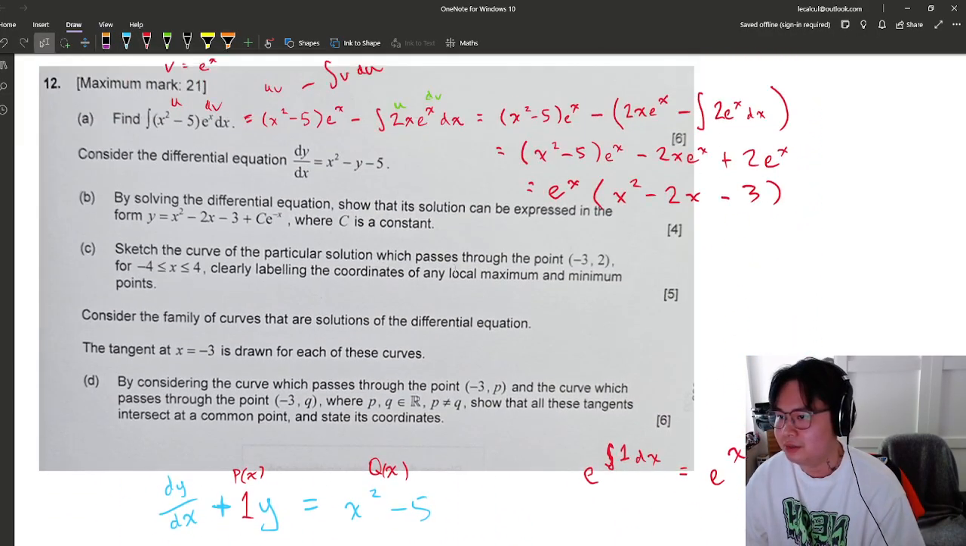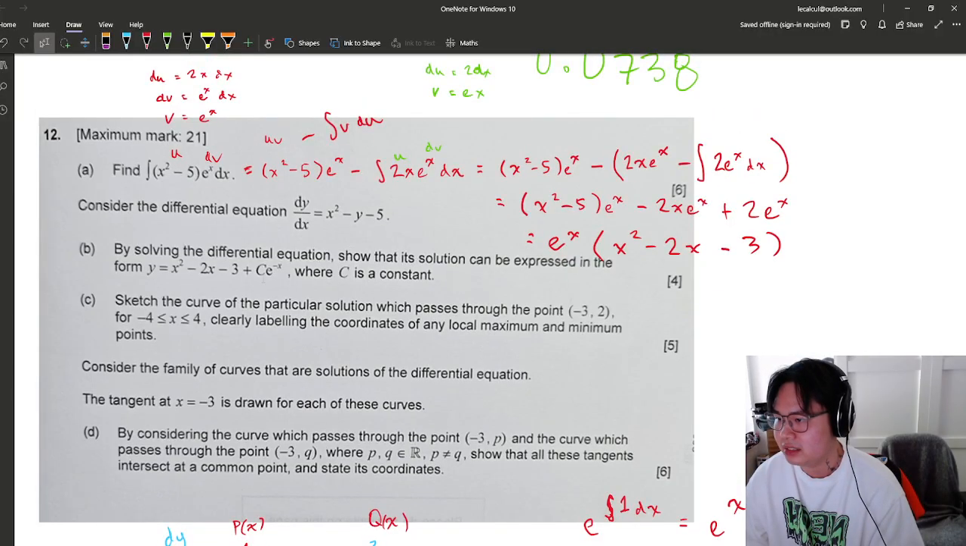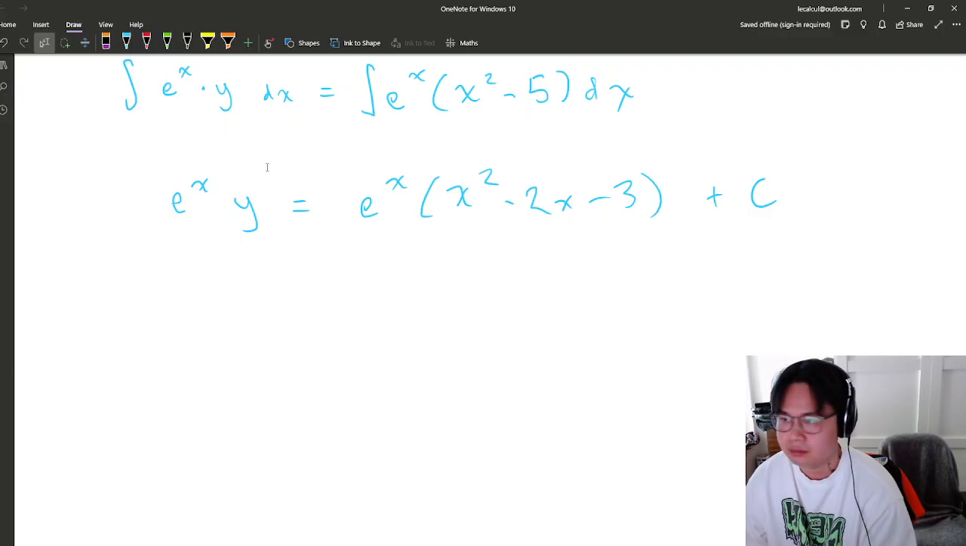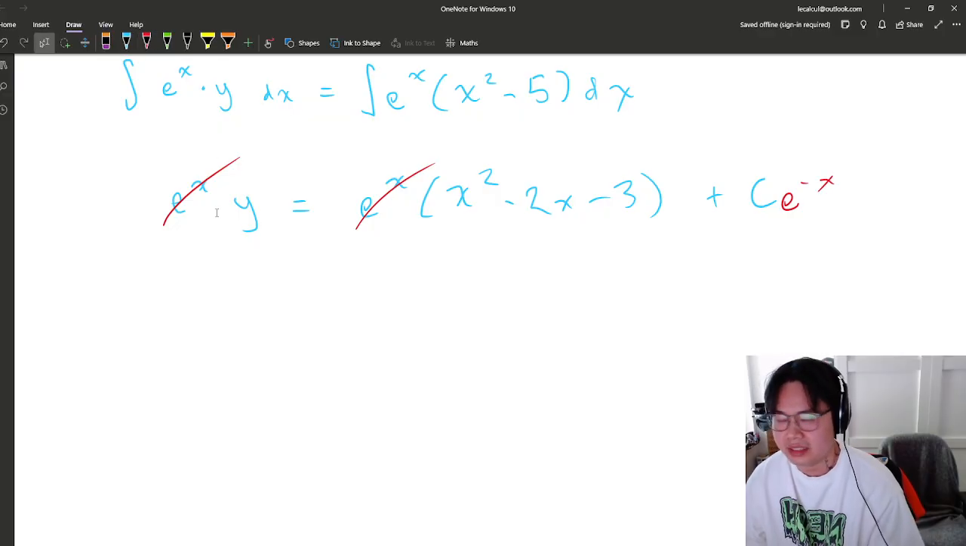And then what are we doing? Oh yeah, we're solving this. Okay, and then you're done, right? Just cancel, cancel, e to the negative x. Nice, there's y.